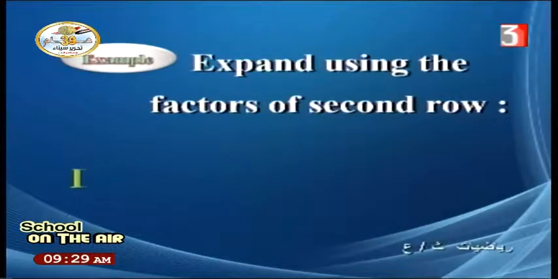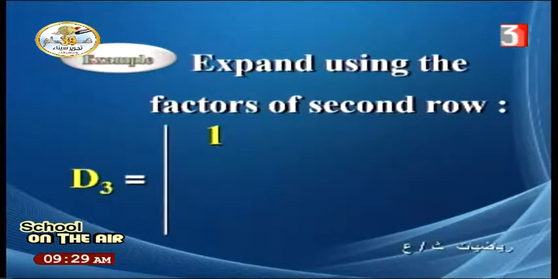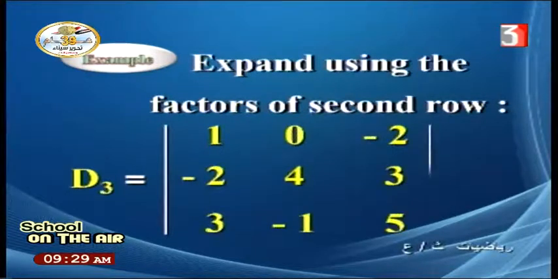Look at another example. Expand using the elements of the second row. Remember, my dear students, in this example we find the determinant by using the second row. What is the second row? Negative 2, 4, 3. How do we expand? By using the second row in this determinant.